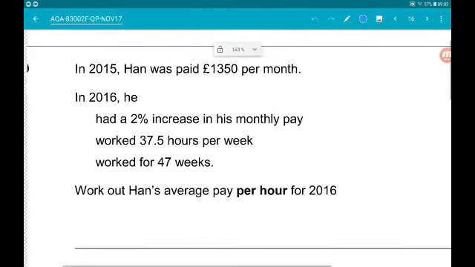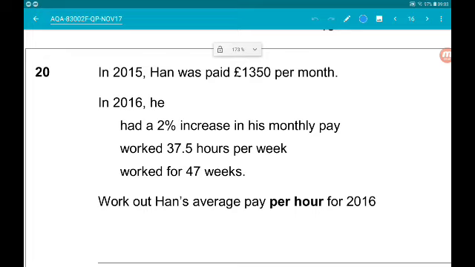Okay, question 20. In 2015, Anne was paid $1,350 per month. In 2016, he had a 2% increase in monthly pay and worked 37.5 hours per week and worked for 47 weeks. Work out Anne's average pay per hour.